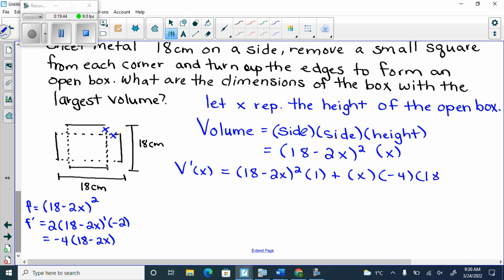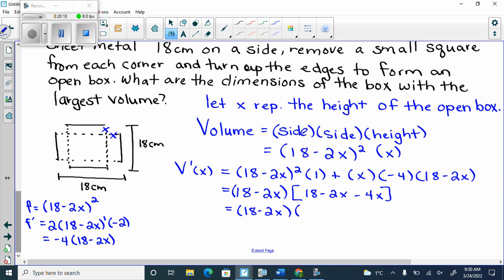18 minus 2x. So the GCF is going to be the 18 minus 2x, right? Because whichever one I do the chain rule with, I can take out a GCF. So I'm going to take out an 18 minus 2x. And then I'm left with 18 minus 2x in the first one. And then in the back bracket, I'm just left with negative 4x, because the 18 minus 2x goes away. And I'm left with 18 minus 2x and then 18 minus 6x.